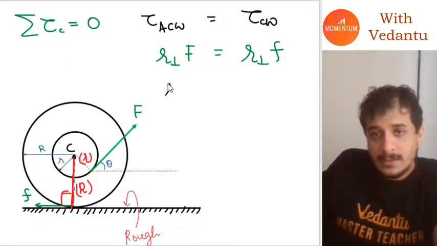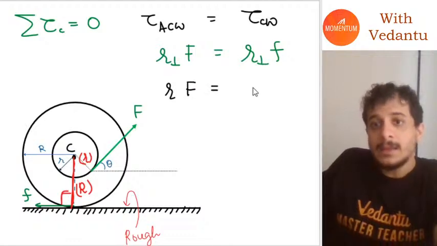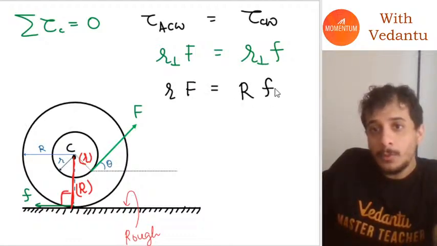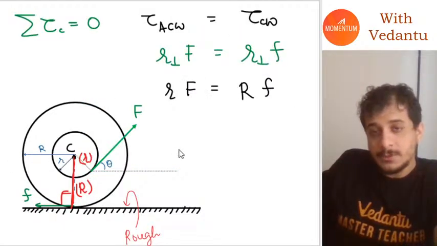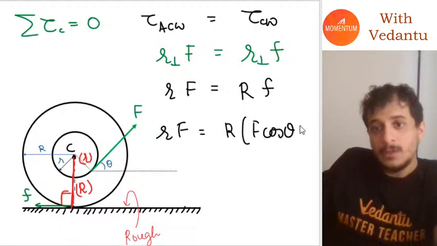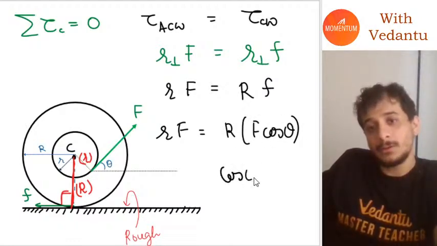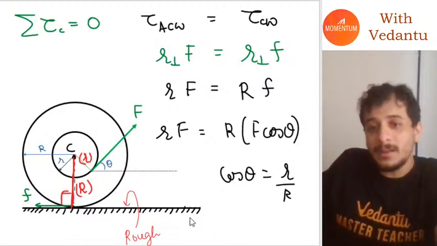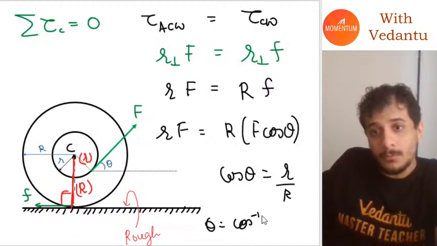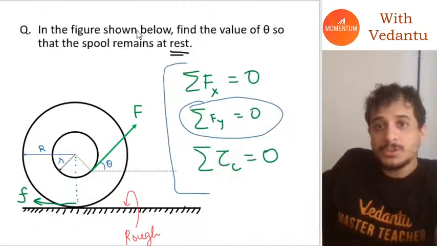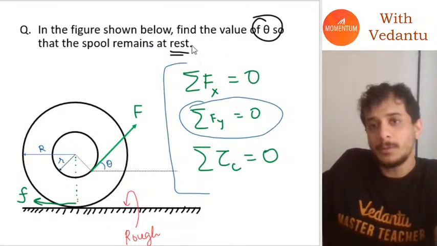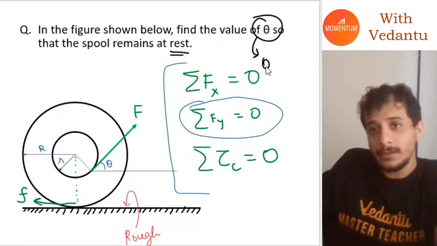Substituting both the values, r into capital F is equal to capital R into small f. Small f we had calculated as F cos theta, which I will substitute here. r into F is equal to R into F cos theta, which gives cos theta equal to r by R, so theta is equal to cos inverse of r by R. If you go back to the question, it asks for the value of theta so that the spool remains at rest. Theta is equal to cos inverse r by R.